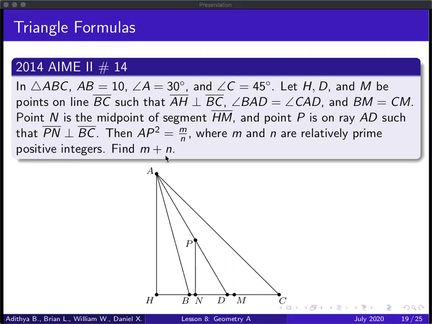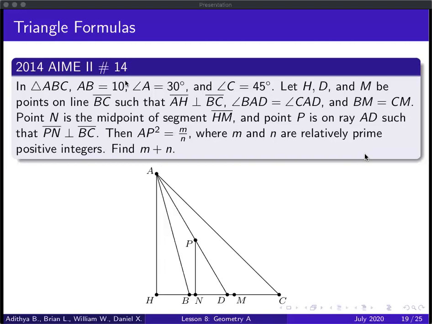Okay, so let's start working on this problem. So the first thing we know is that the triangle we're given, ABC, we essentially know everything about it. We know all three angles, for example. Since we know A is 30 degrees and C is 45 degrees, then angle B should be 105 degrees. The angles of the triangle add up to 180 degrees.